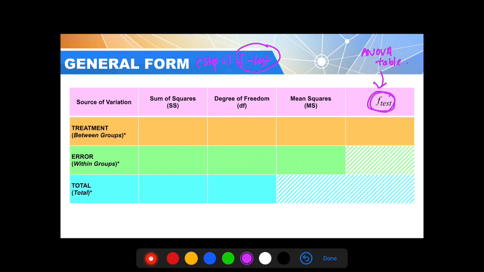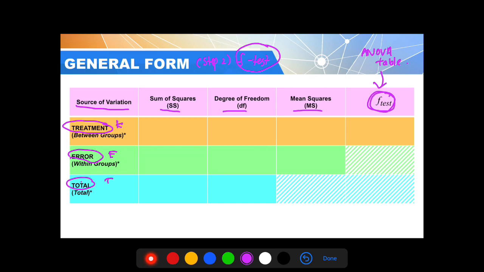Okay, step number 2. In step 2, you want to determine the test statistic, the F-test. Lastly, we want to calculate this F-test. In order to get this F-test, you need to create the ANOVA table. The ANOVA table will look like this. For the columns, you have source of variation, sum of square, degree of freedom, and mean square. For the rows, you have the treatment, K, the error, E, and the total, T.